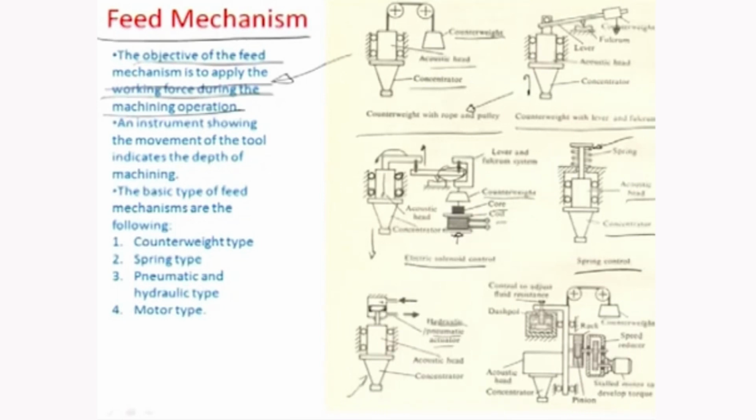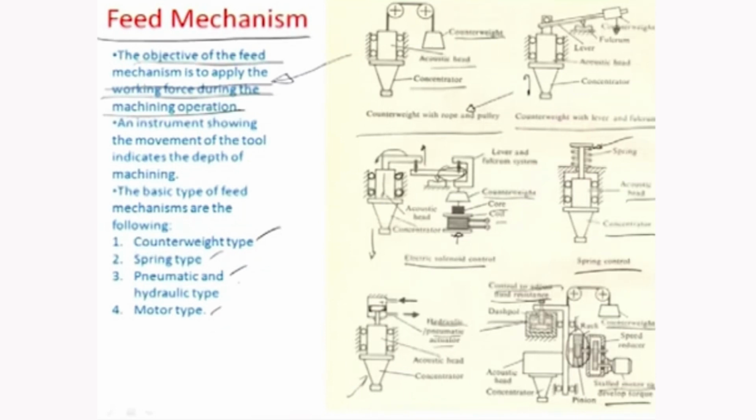Or you can have a positive feed mechanism using a stalled motor which develops a torque through a set of gears, okay, and that is the principal cause of motion. And of course you need a damper or a dashpot for absorbing some of the ramming effects of this feed mechanism. So these are the different feed mechanisms: counterweight type, spring type, pneumatic, hydraulic, motor type, and so on and so forth, and these are used very often in most of the USM systems, ultrasonic machining systems.